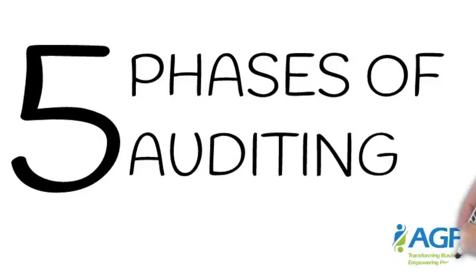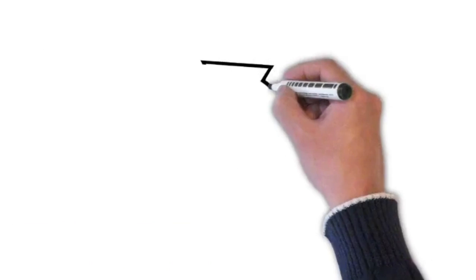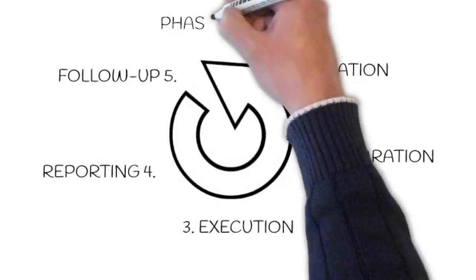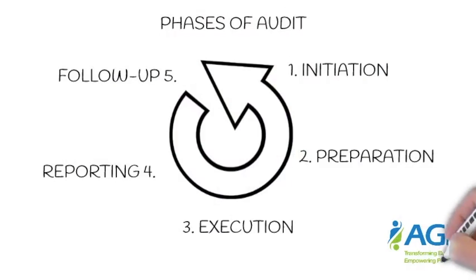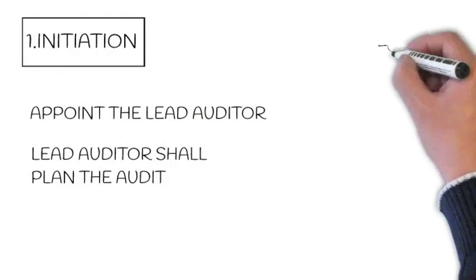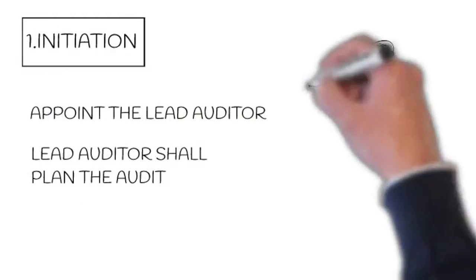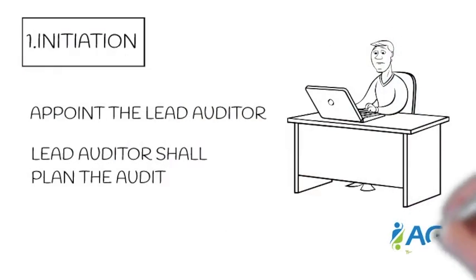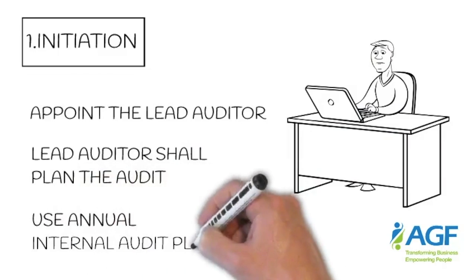There are 5 phases of auditing. These are initiation, preparation, execution, reporting, and follow-up. First, initiation. First thing is to appoint the lead auditor. He shall establish initial contact with the auditee and check the feasibility of the audit, the exact schedule, plan, or request. Audit must be at planned intervals, thus make use of the annual internal audit plan.